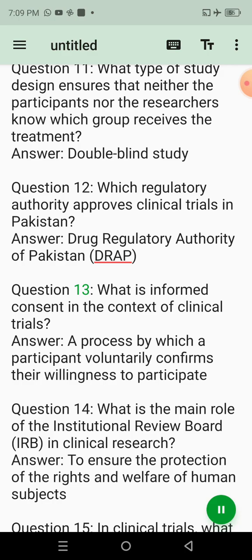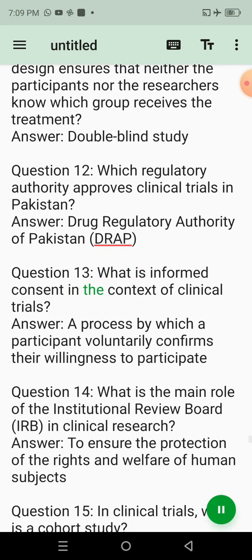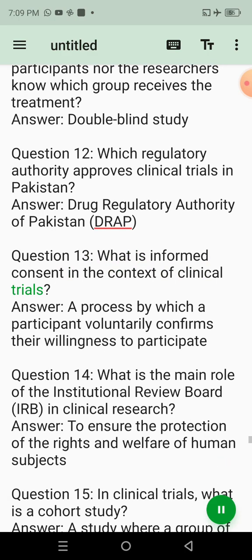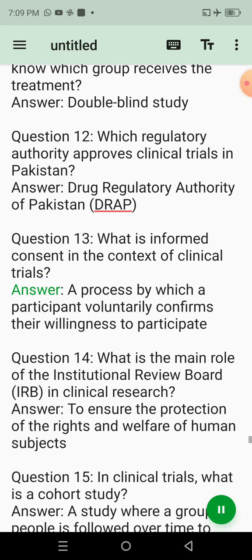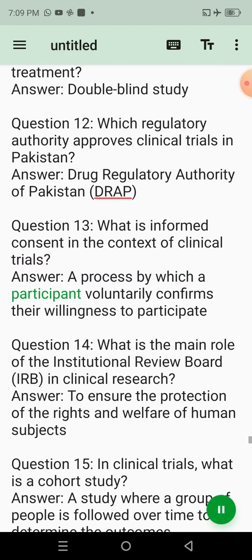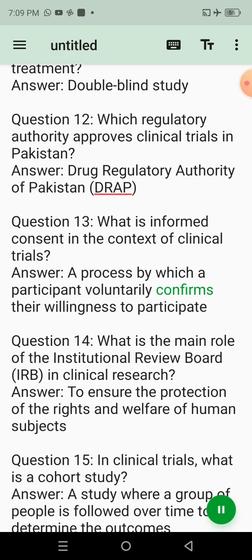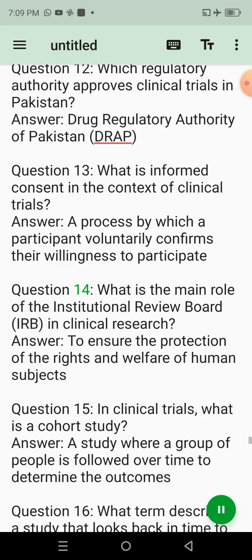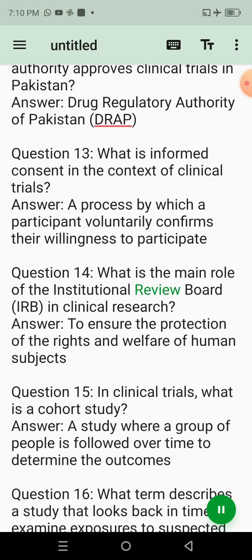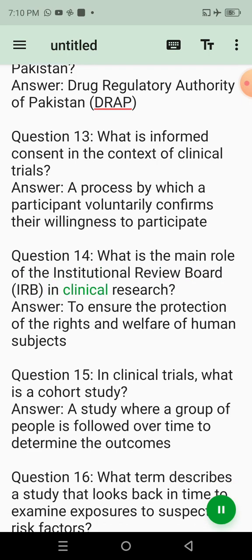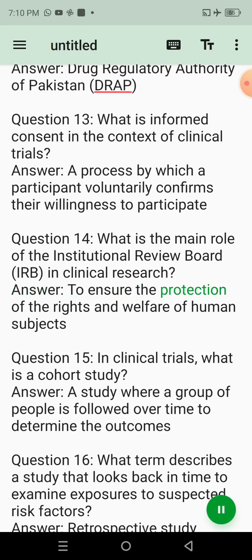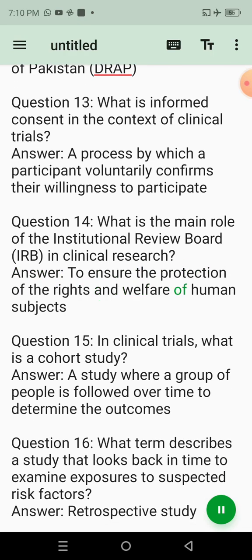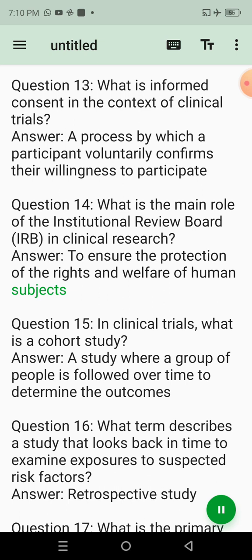Question 13. What is informed consent in the context of clinical trials? Answer: A process by which a participant voluntarily confirms their willingness to participate. Question 14. What is the main role of the Institutional Review Board (IRB) in clinical research? Answer: To ensure the protection of the rights and welfare of human subjects.